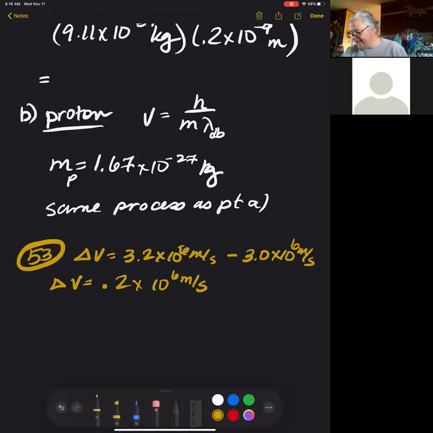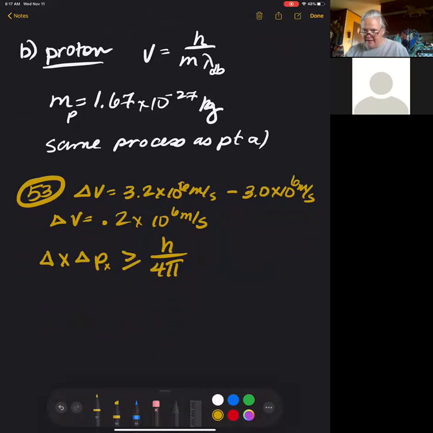It says, estimate the smallest possible uncertainty in its position. So this is the Heisenberg uncertainty principle. And the Heisenberg uncertainty principle says that the uncertainty in x times the uncertainty in momentum is greater than or equal to h over 4 pi. Well, where the uncertainty in speed shows up is the uncertainty in momentum is going to be equal to the mass of whatever it is times the uncertainty in v. And we know it's an electron again.